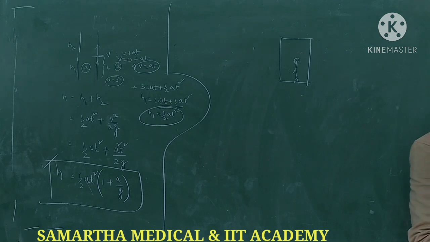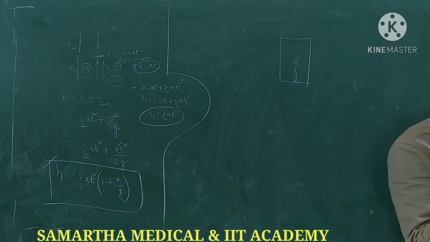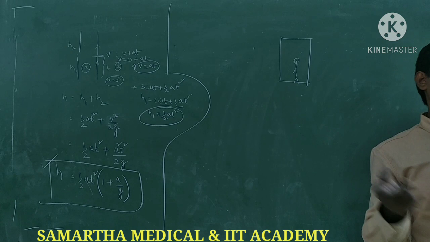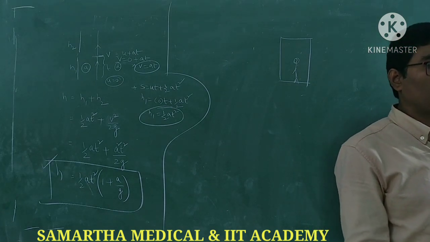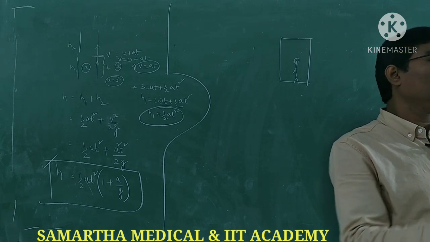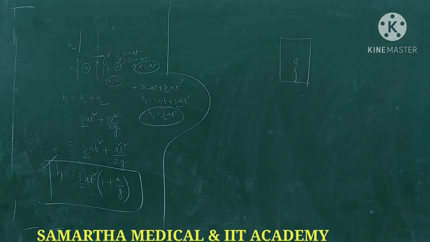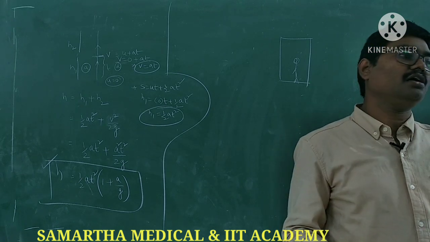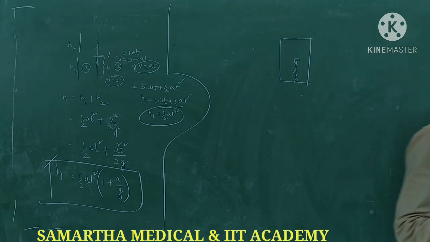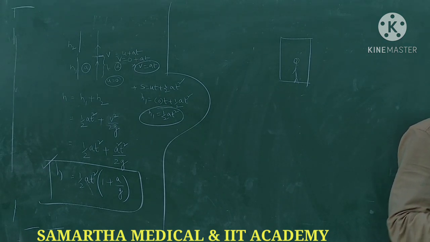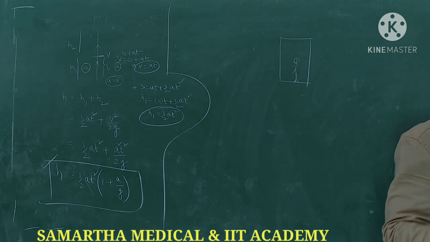Correct? Vertically, on the ground, what is the time of flight for a vertically projected body? 2u by g. The same holds when the lift is at rest also. But your position is different, that's all. Instead of standing on the floor, you are standing inside the lift. So when you throw upward outside the lift, it takes the same time as inside the lift when the lift is at rest. Correct? Okay. Next.